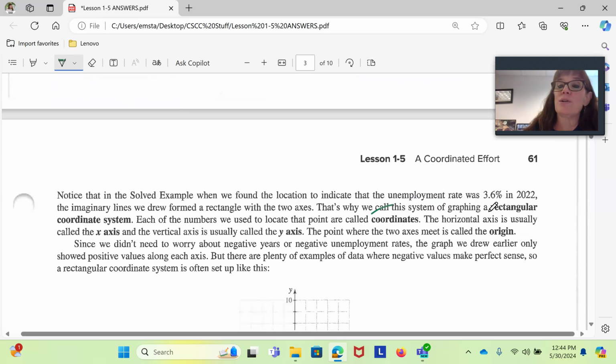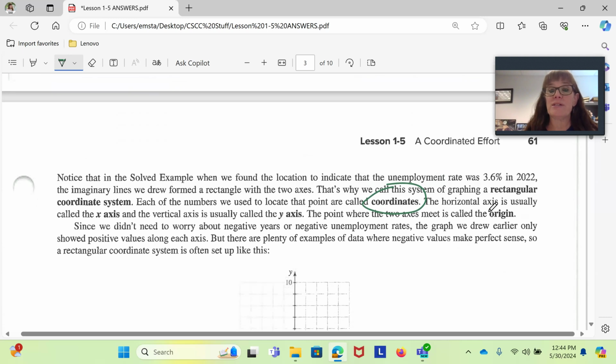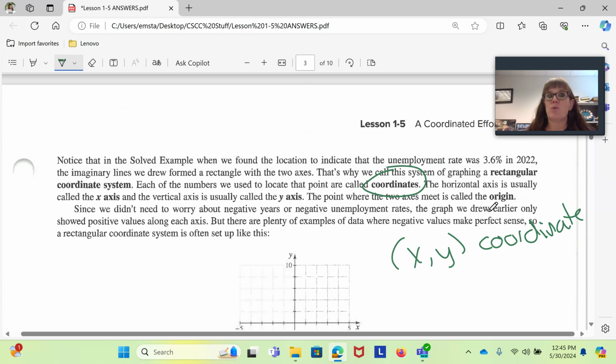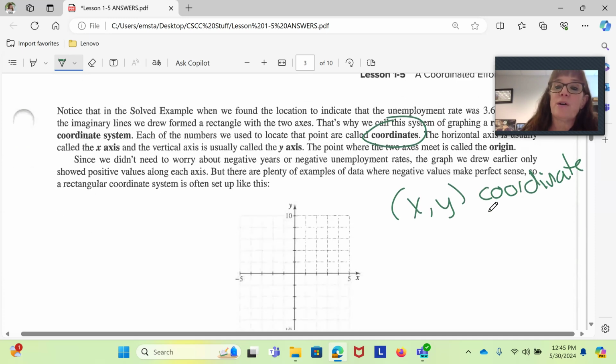This is called a rectangular coordinate system, and the points we plot are called coordinates. You may also hear them called ordered pairs. It's x comma y, and we're going to call it a coordinate or an ordered pair. And I like the term ordered pair because the order matters. X is alphabetical before y, and it matters. You graph x first, then you graph y. When you graph, you are graphing the horizontal distance first, and then the vertical distance. That's also alphabetical, if that helps.